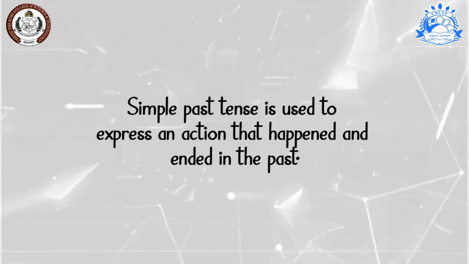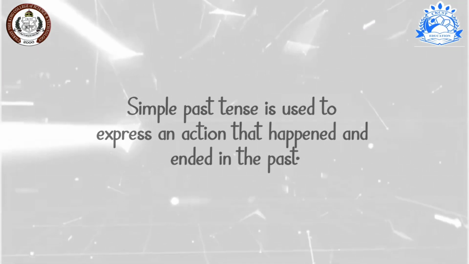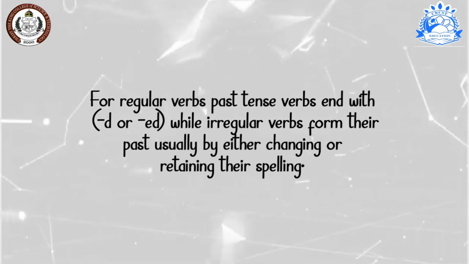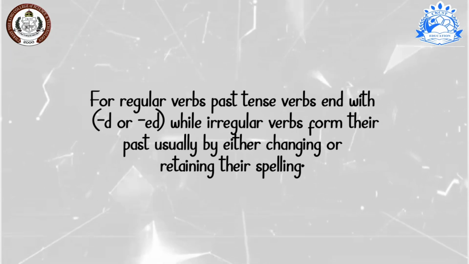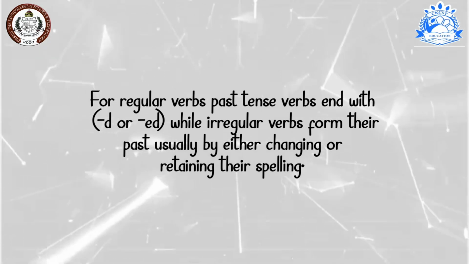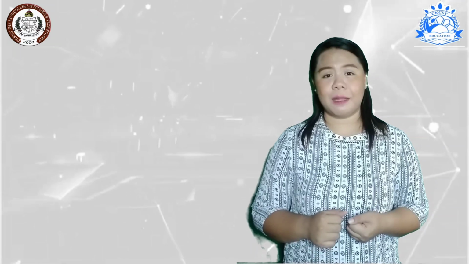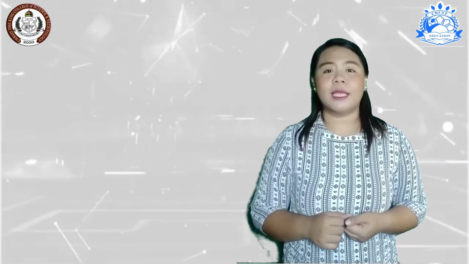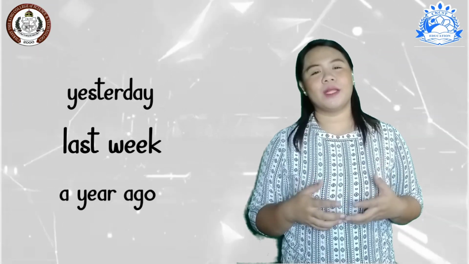Simple past tense is used to express an action that happened and ended in the past. For regular verbs, past tense verbs end with D or ED, while irregular verbs form their past usually by either changing or retaining their spelling. Remember that there is a time indicator for you to know if it happened in the past. For example, yesterday, last week, a year ago, so on and so forth.